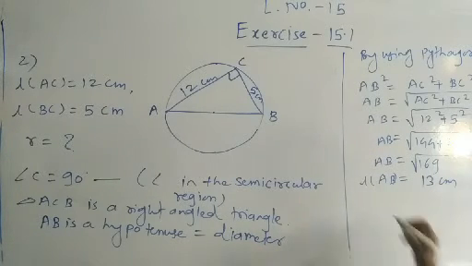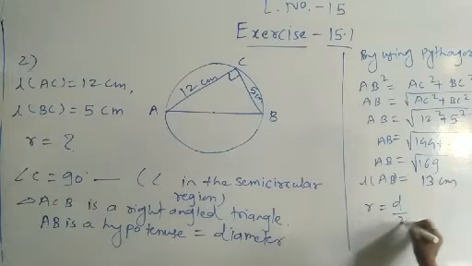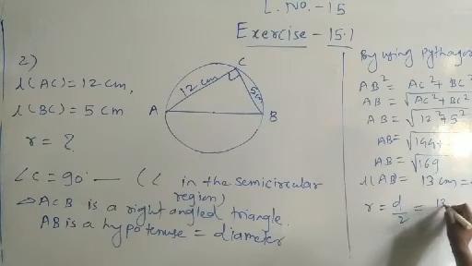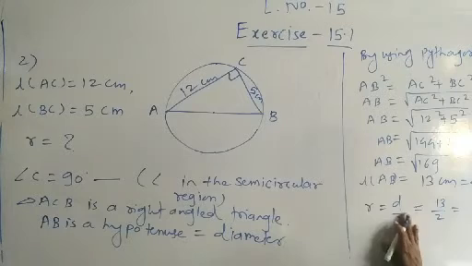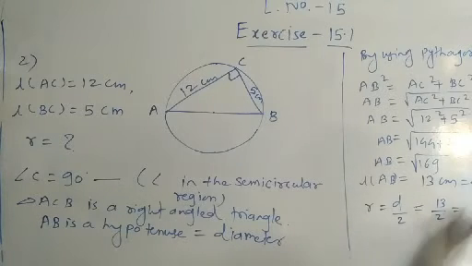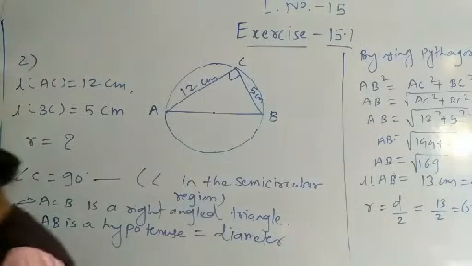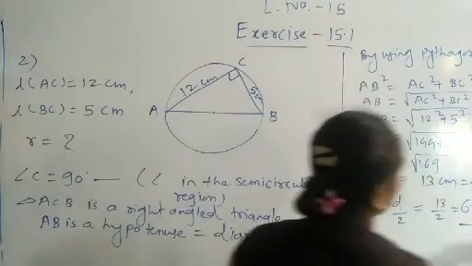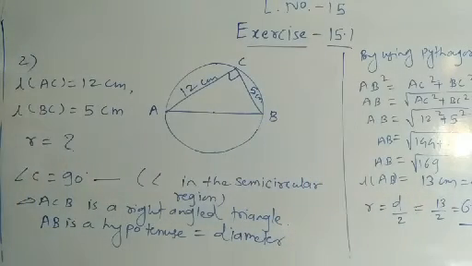But you want only the radius, and the radius is half of the diameter. So 13 divided by 2, what do you get? 6.5 centimeters. Okay. I hope you all have understood very well. Option number two is the answer to this question.